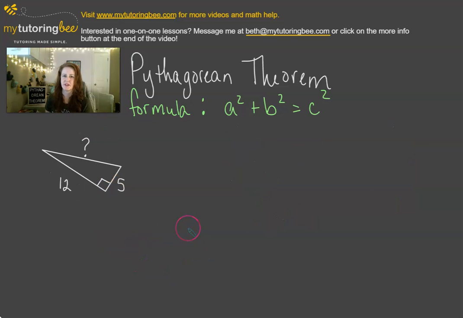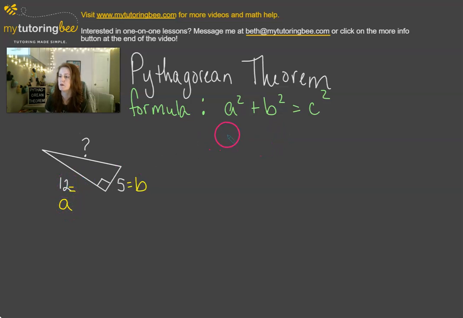Okay, now we're going to look at a triangle that is missing a side length. We have to use the formula to determine what this missing side length is. We do know that it's a right triangle because of this symbol right here. And that means that these two sides, the 12 and the 5, are going to be our A and B sides. Okay, again, you could label the 12 as B and the 5 as A. I'm going to label it this way. So now we're going to take what we know and plug it into the formula and then solve for C.